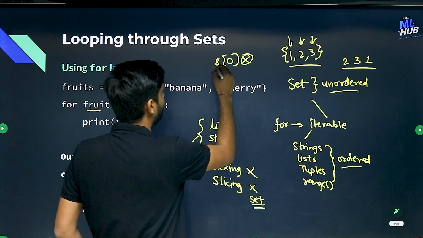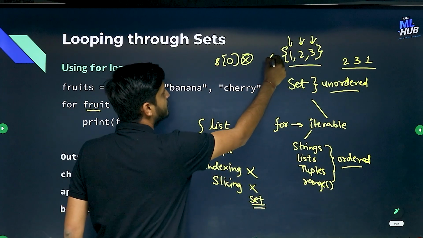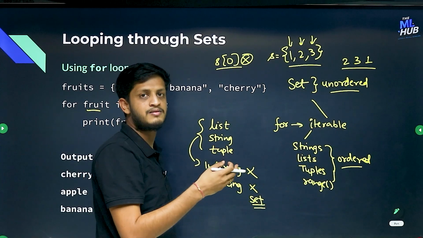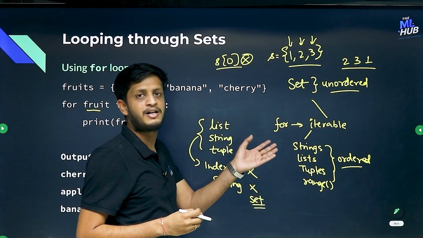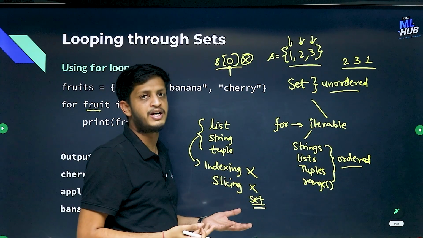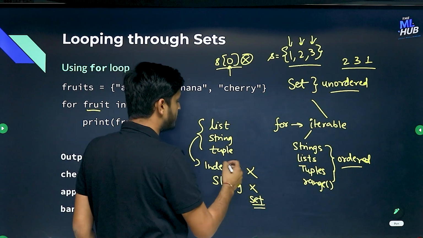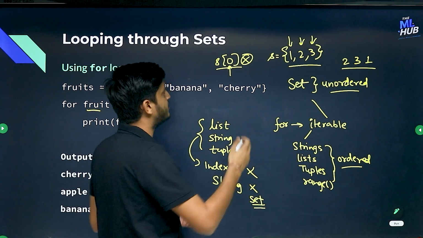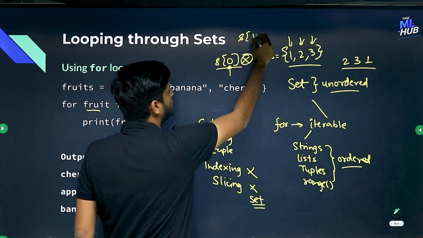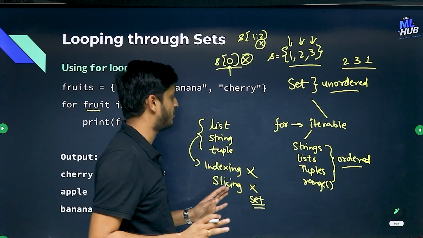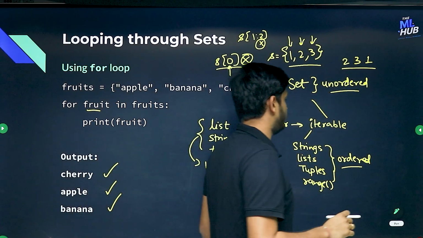If S is a set, let's say S is the set 1, 2, 3, then you cannot say S of 0. You cannot even print it. Changing is a different thing, but you cannot even print it because an element cannot be accessed using its index. There is no concept of index in a set. So that is why we have not seen indexing and even slicing in sets, because there are no indices. You cannot write S of 1 colon 2. This is not possible. So on sets, indexing and slicing is not there, because they are unordered.